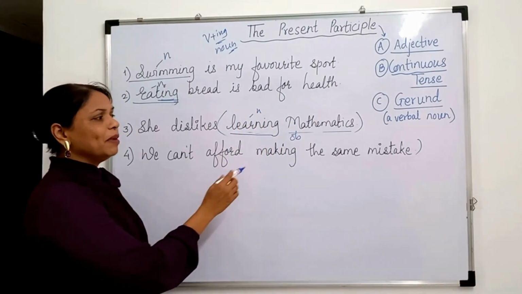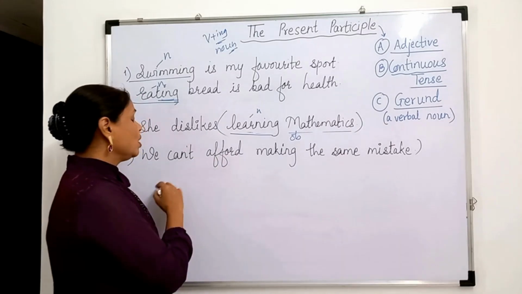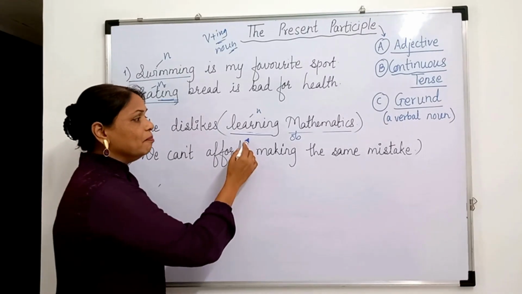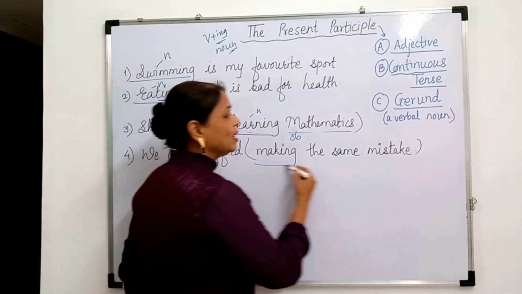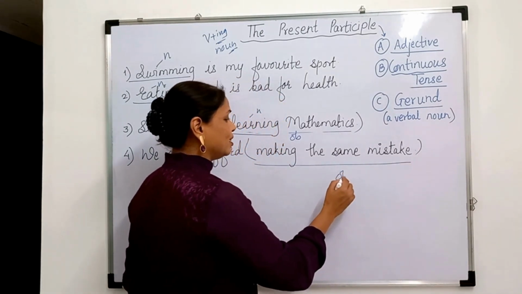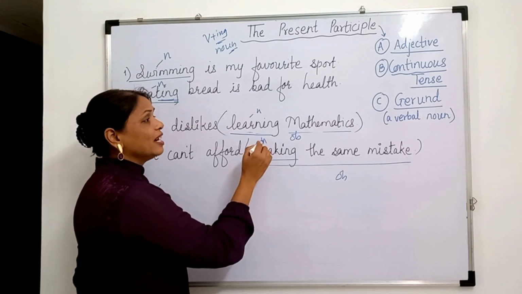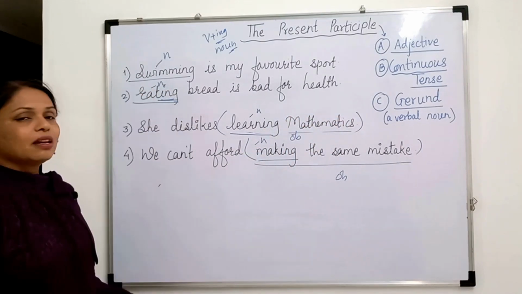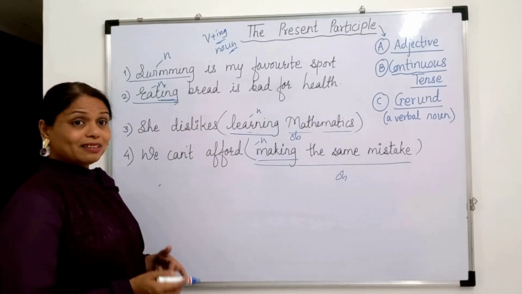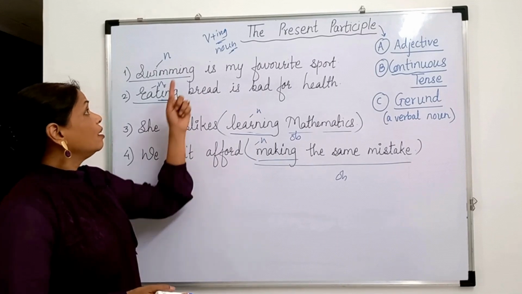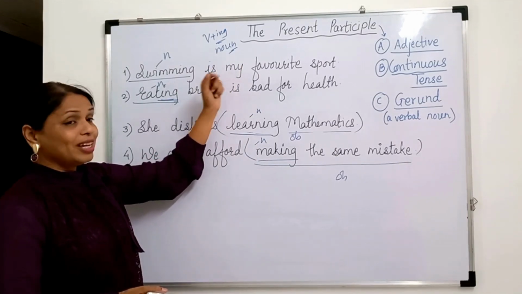We can't afford making the same mistake. We can't afford what? Making the same mistake. Making the same mistake is an object. In this object, making functions as a noun, that's why it's a gerund. By these examples, I hope it is clear when to call the present participle a gerund.